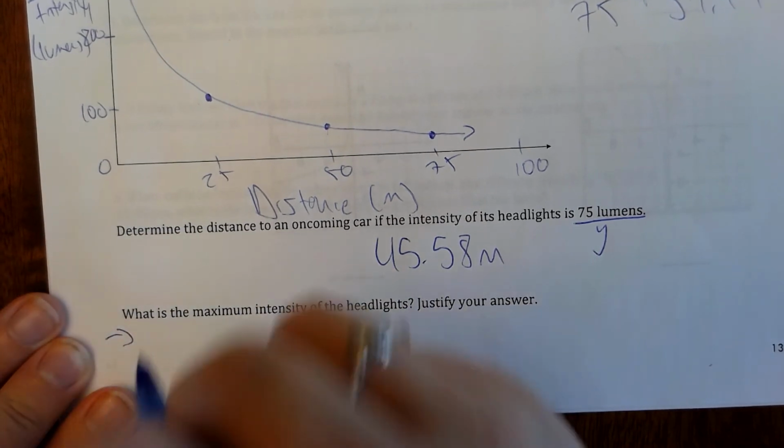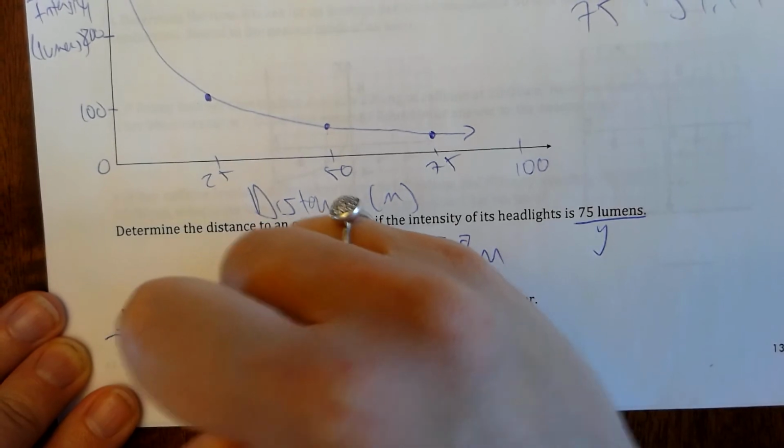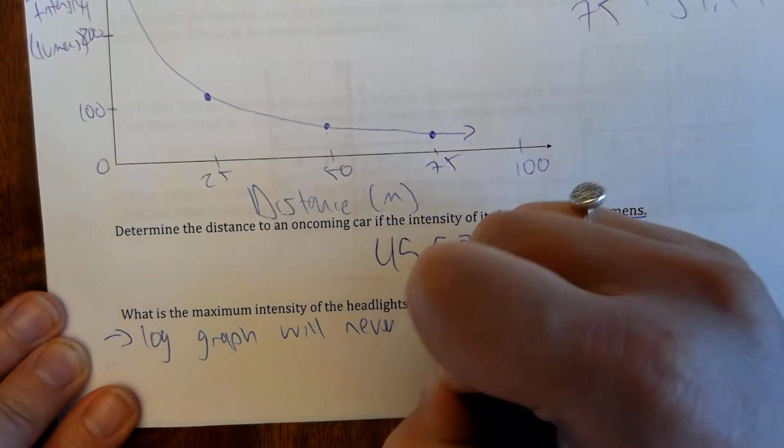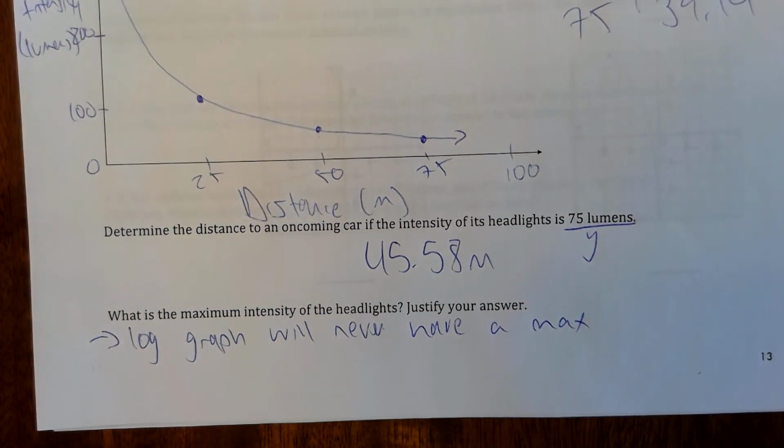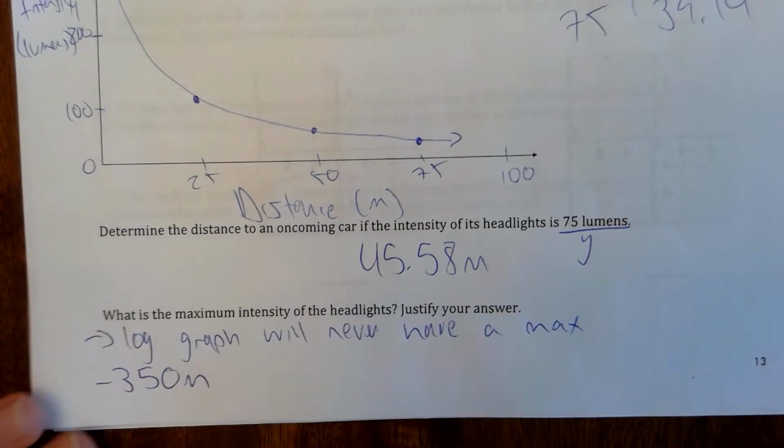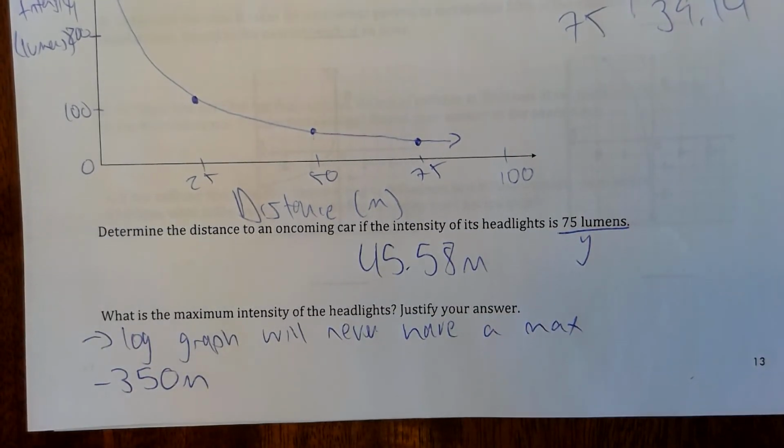So let's just mention that for a second. A log graph will never have a max. I mean, the max would be infinity, I guess. Like, that's not very helpful though, right? A log will never have a max. So in terms of this question, I'm going to say 350 meters. And the reason for that is that in the context of the question, that's a reasonable value. If we're talking about a car driving or something like that, being 1 meter away is probably about as close as you're going to get to a car, right?